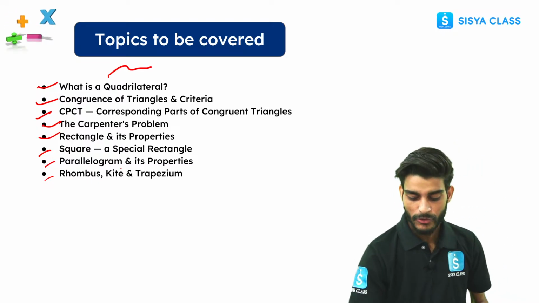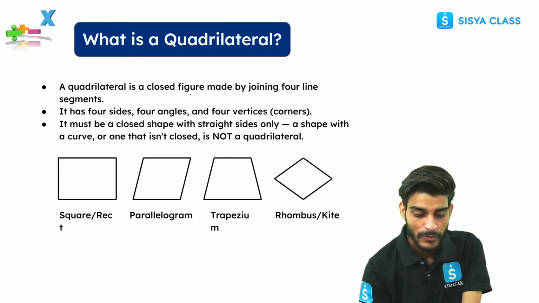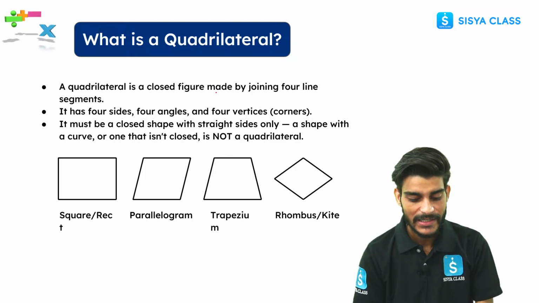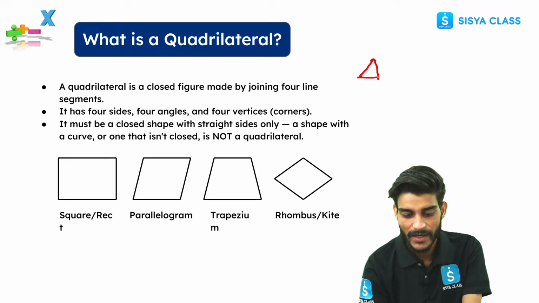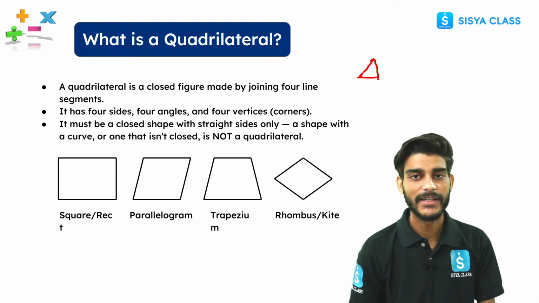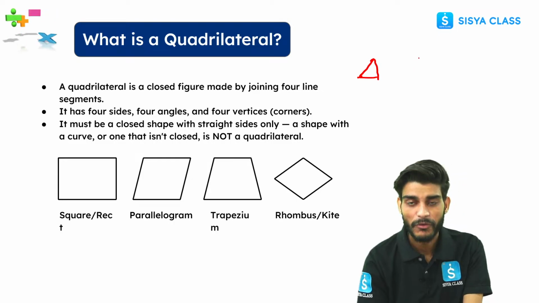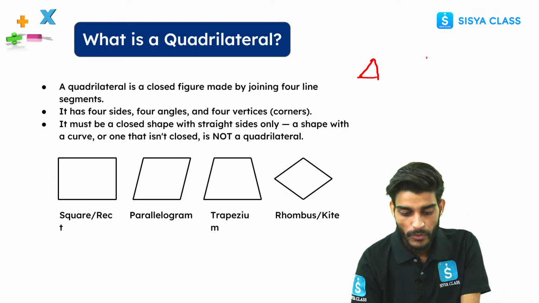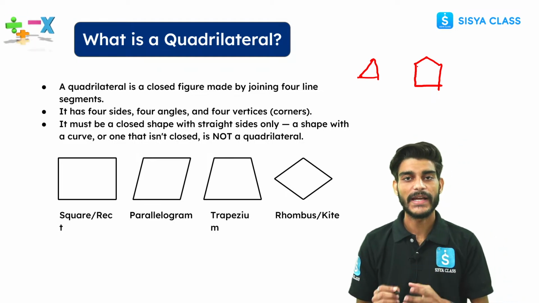Okay, so let's start with a quadrilateral. For a quadrilateral, we should first of all have 4 sides. Now the sides should be straight. Everyone knows that when we have 3 sides and we want to make a closed figure, it is basically a triangle. When we have 5 sides and we want to make a closed figure, that is a polygon. So what is the name of that shape? That is a pentagon. But what about 4 sides, sir?